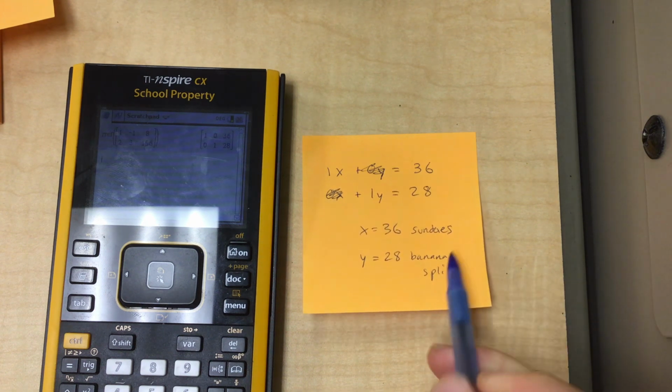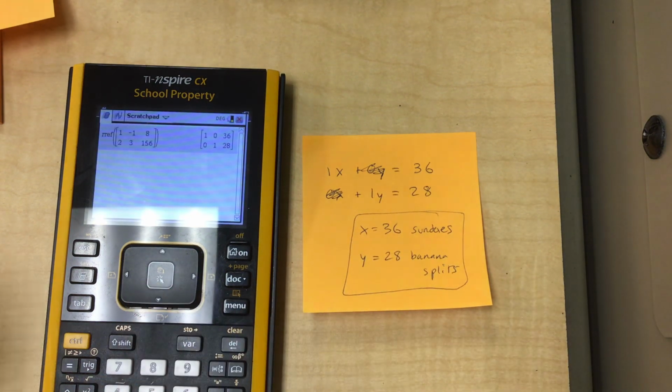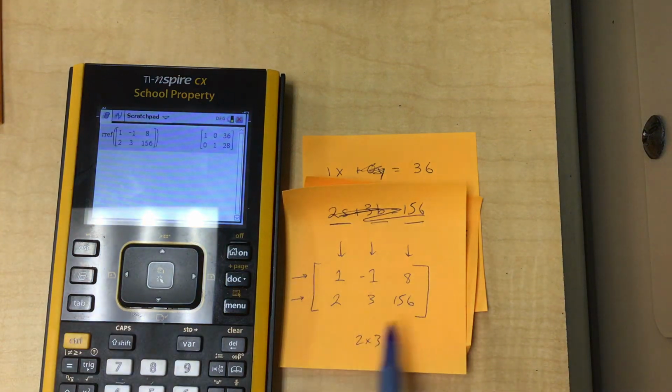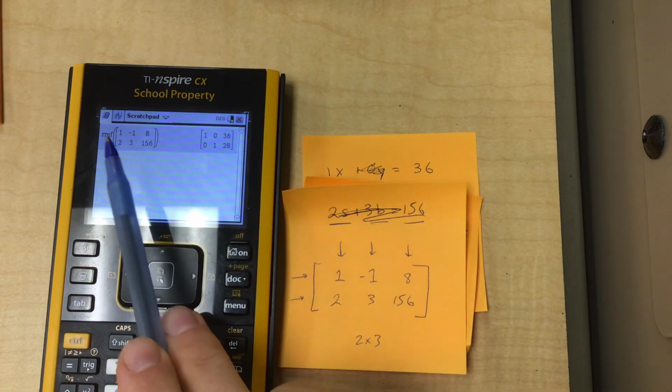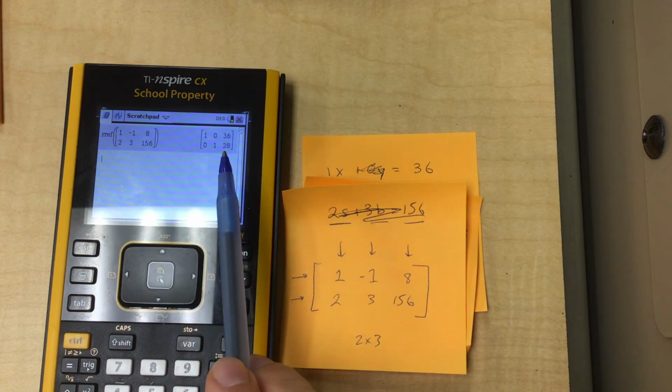And we said that y represents the number of banana splits. All right? And so that's how you figure out the answer to this problem. So you could go ahead and use elimination, you could use substitution, whatever you want, and try to solve this by hand. But it's actually quite easy. Once you have both of these in standard form, you're then going to rewrite them as a matrix. You're going to choose RREF, type in that matrix, and you automatically get the answer.